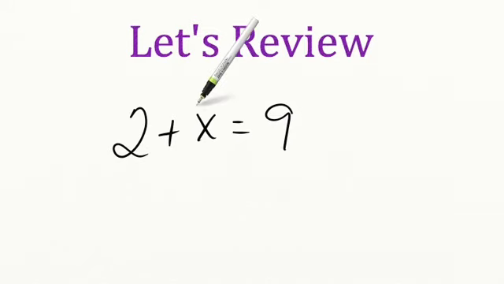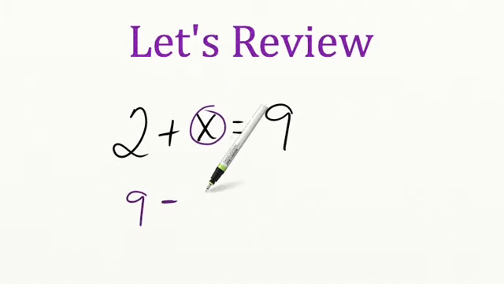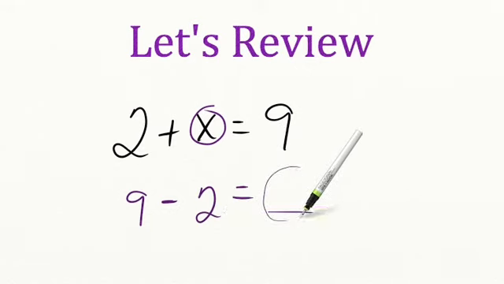Let's take a moment to review what you've learned in today's lesson. When you're writing an equation that is written with a variable, you want to identify what that variable is worth. So we have x right here, and we're trying to decide how much is x worth. So there's two ways you can look at this problem. You can say 2 plus what equals 9, or you can find the inverse operation of addition, which is subtraction, and say 9 minus 2 equals blank. And that's going to give us the value for x.